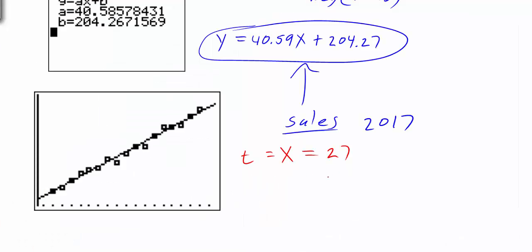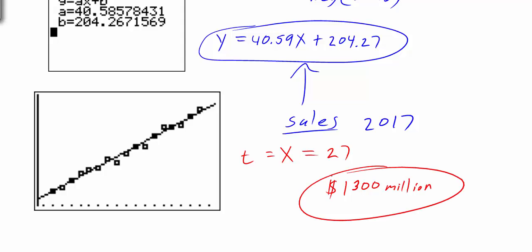So that would be the sales, our ticket sales then would be 1,300. And remember, this is based on millions of dollars. So again, the reason we want to come up with a model is so that we can make some kind of prediction, and typically that's what we're trying to do.